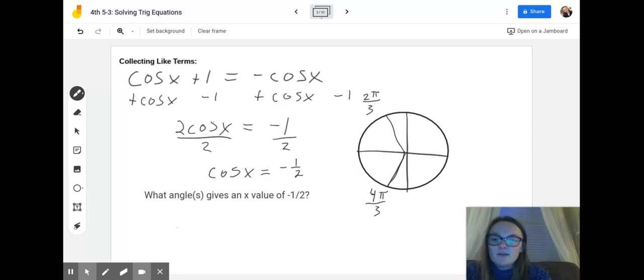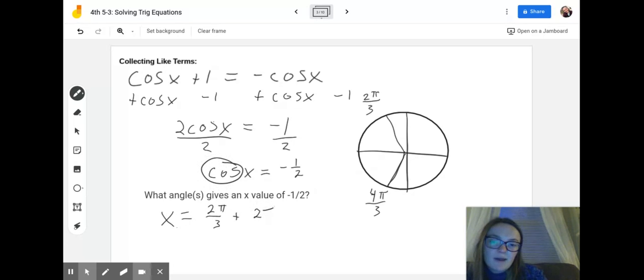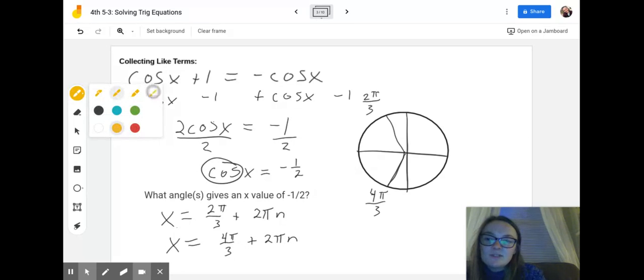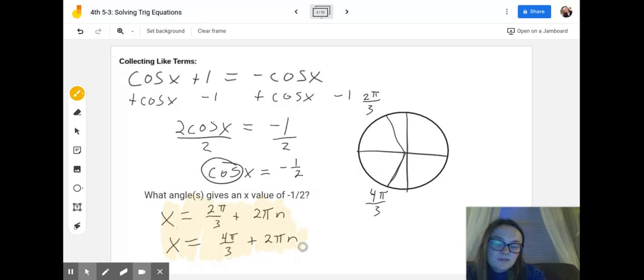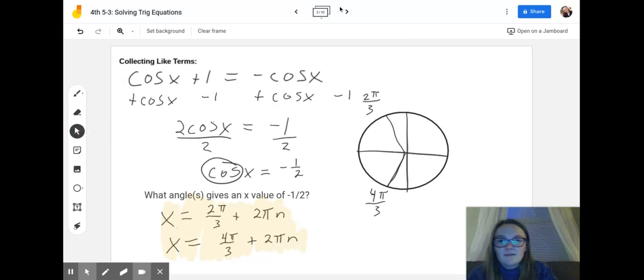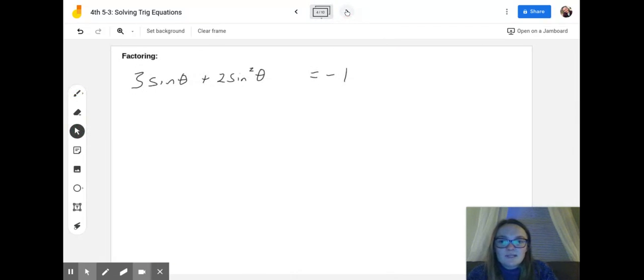So when I have an x value of negative a half, we can say generically, x is equal to 2 pi over 3 plus the period of cosine, which is 2 pi, times n, being just an integer. We also get that x is equal to 4 pi over 3 plus 2 pi n. And that right there is my general solution to this question. All right, let's go ahead and move on to the next question.